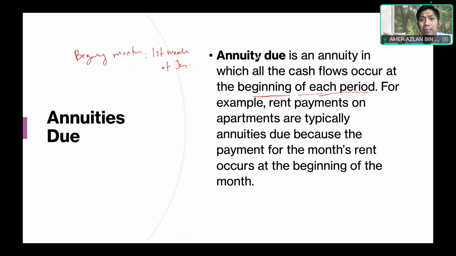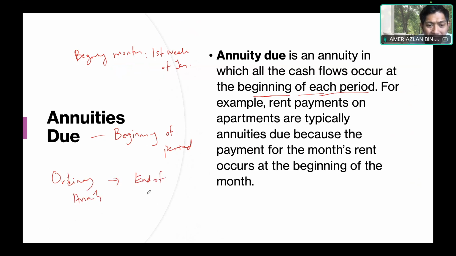So if it occurs at the beginning of the month, maybe somewhere around first week of the month, for example first week of January, first week of February, and so on. Okay, that's the difference between annuity due. Annuity due, again, payments occurred at the beginning of period. Okay, while ordinary annuity just now, the payments occurred at the end of each period, isn't it? Okay, at the end of each period.